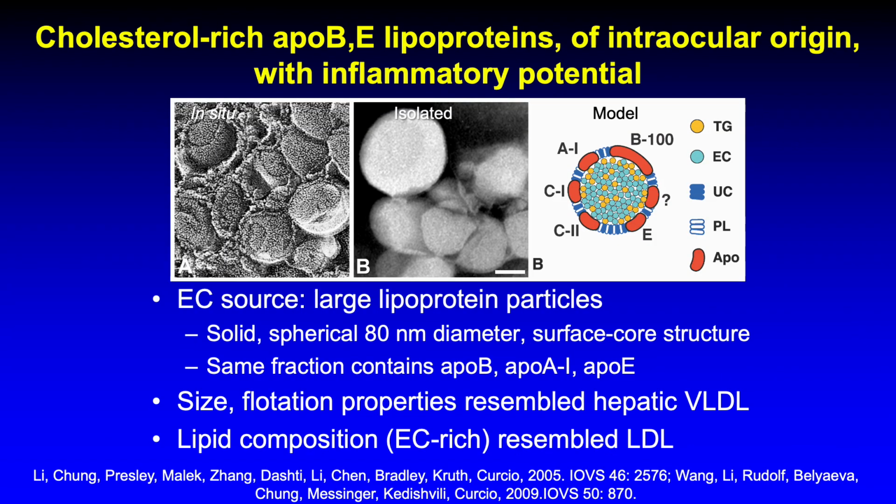We were able to isolate from Bruch's membrane of humans cholesterol-rich ApoB and E containing lipoproteins of intraocular origin with inflammatory potential. The esterified cholesterol source were these large particles that were solid, spherical, 80 nanometers in diameter with a surface and core structure. The same fraction contained ApoB and these other proteins.